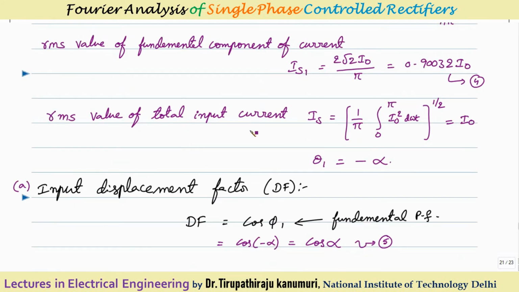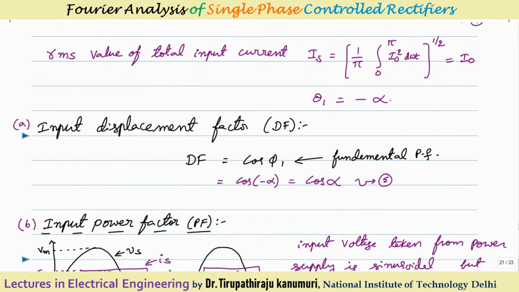So the RMS value of the total input current will be 1 by pi, integration from 0 to pi, I naught square d omega t, whole to the power of 1 by 2, which will be equal to I naught. Even if you take 1 by 2 pi, total integration, as you are taking the square of the value, it will become positive. The resultant will be I naught only for the current supplied from the source. If you calculate the value of theta 1, you will get minus alpha, because theta is equal to minus n alpha, so for n is equal to 1 it becomes minus alpha.